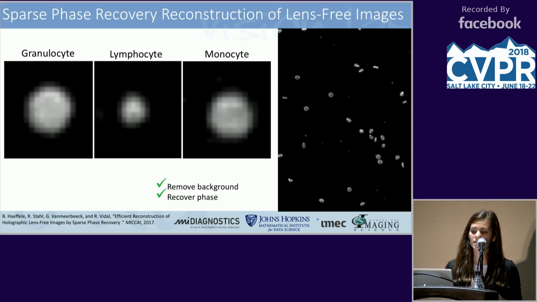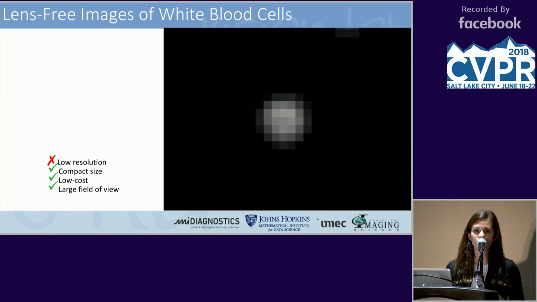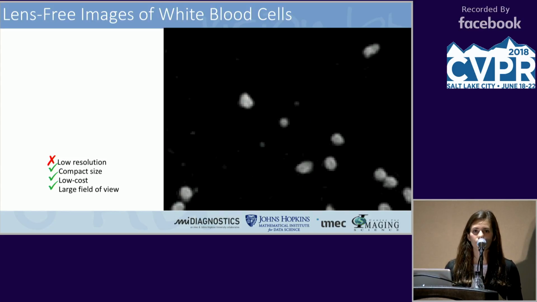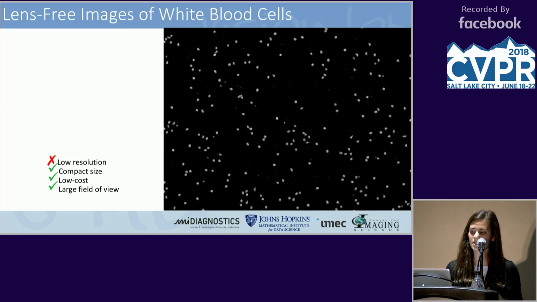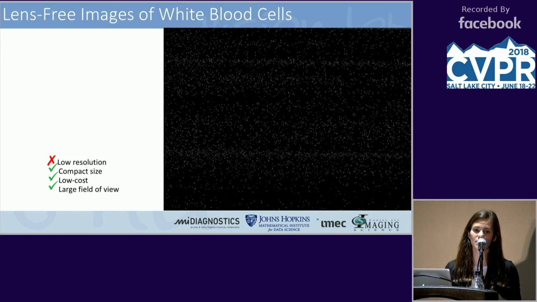So why use lens-free images at all? Lens-free imaging allows for a very compact system that's also low cost. Furthermore, if we zoom out on the image of a single cell, you can see that we have very large field of view images compared to conventional microscopy at the same magnification. These advantages are crucial if we want to make blood work accessible.